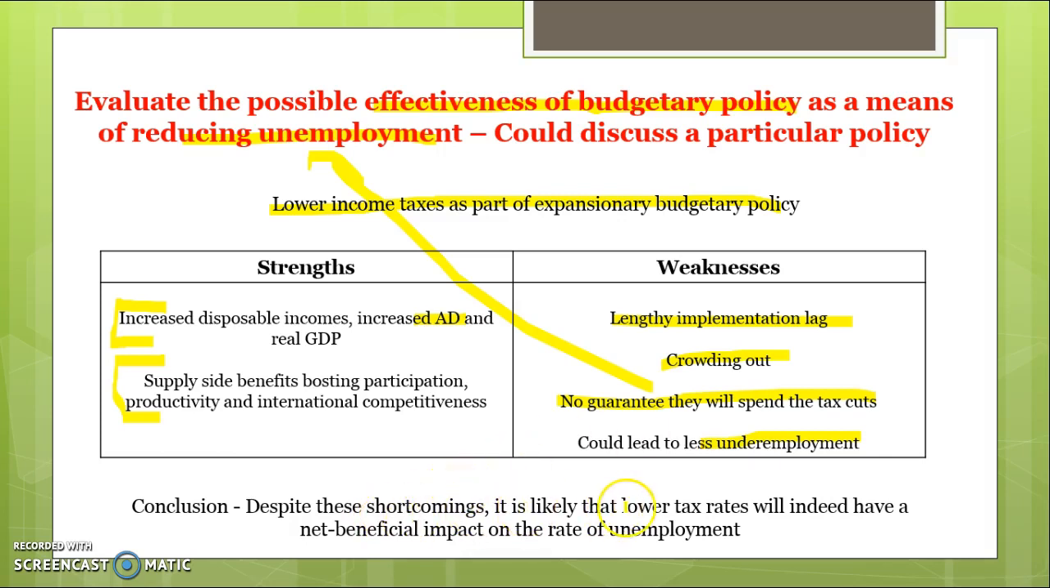Despite these shortcomings, it's likely that lower tax rates will have a beneficial impact on the rate of unemployment. So you really analyse that policy in terms of its strengths and in terms of what are some of the issues that might be caused by this particular policy.